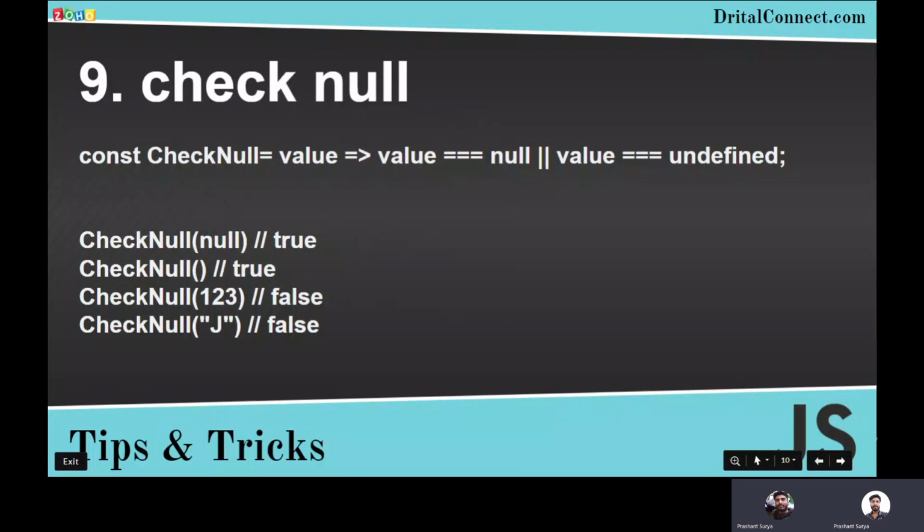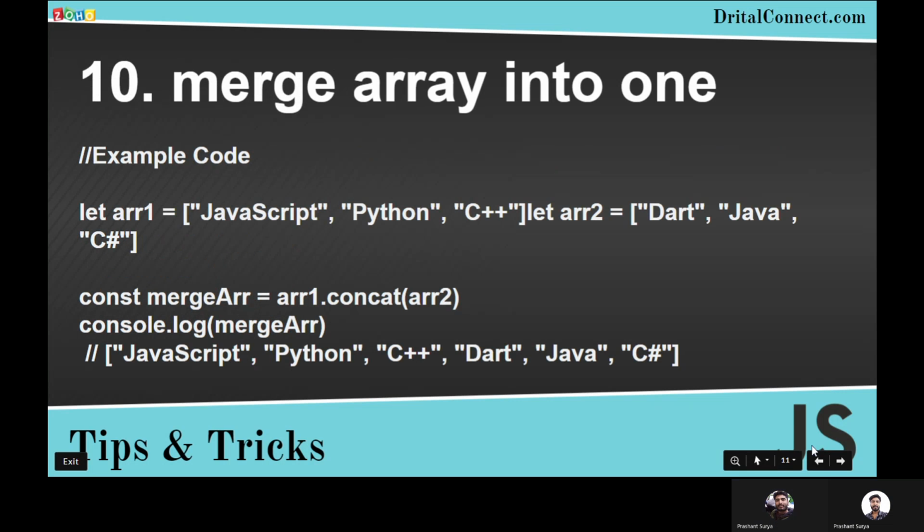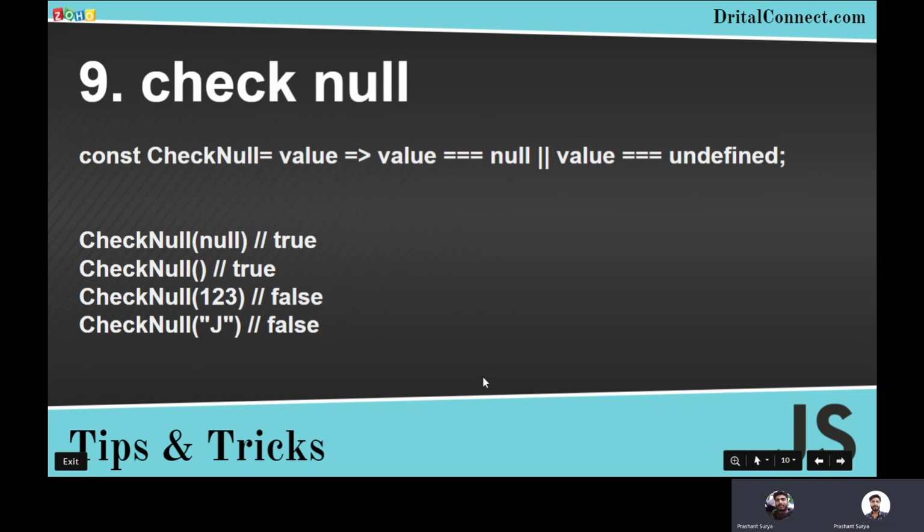Check null. Similarly, you will create a method to check null. Value is equal to null, or value is equal to undefined. If you check with null, it will give true. If it is blank, then it also gives you true. If it is 1, 2, 3, then it is false. If it is a string, it is false.